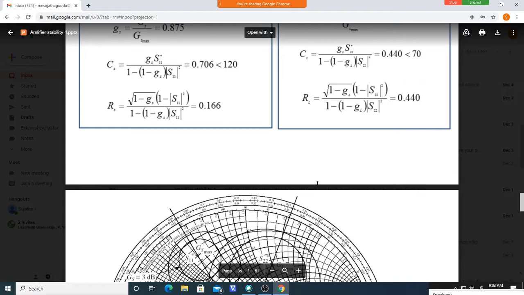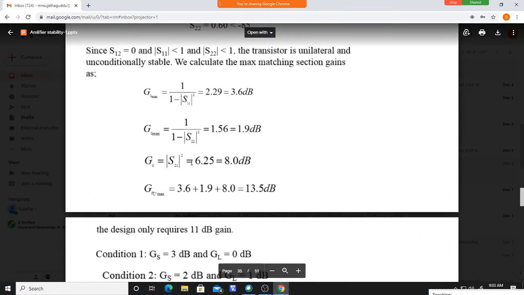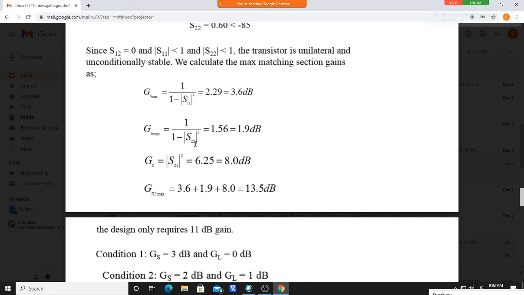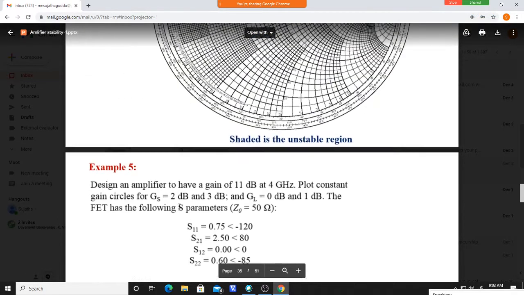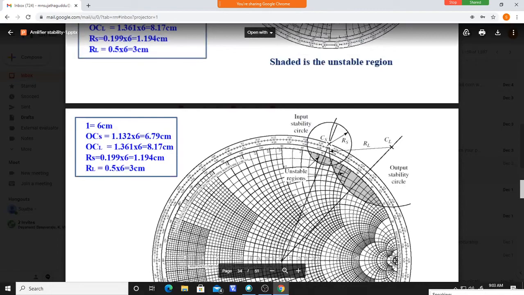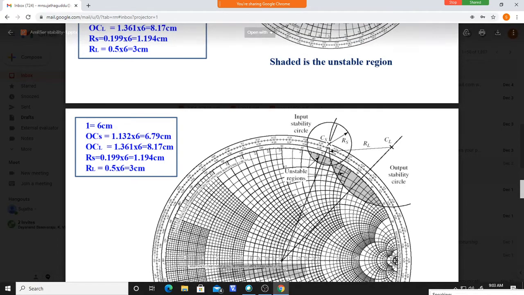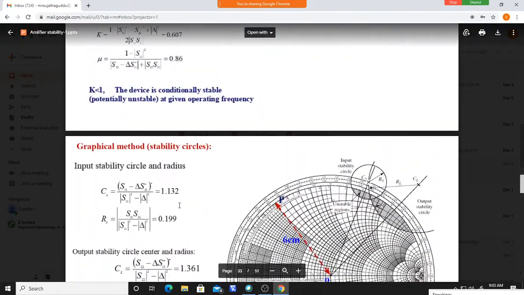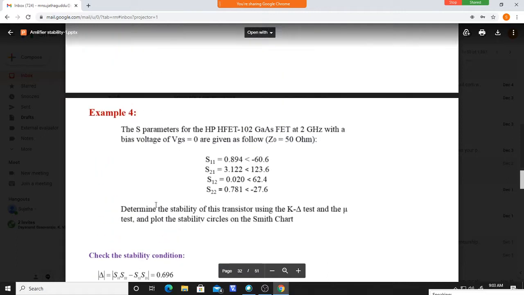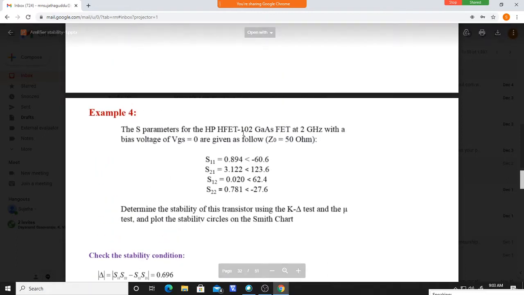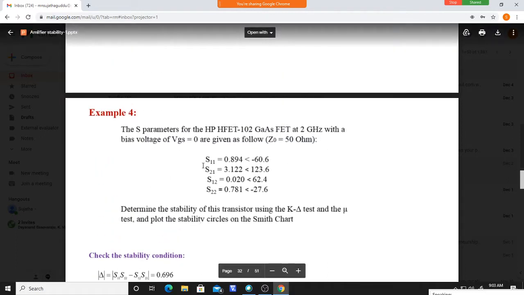Okay. In the previous class, we were looking at amplifier design, and we saw how to draw the stability circles. This is the problem we were discussing in the previous class. The S parameters of some transistor are given here.